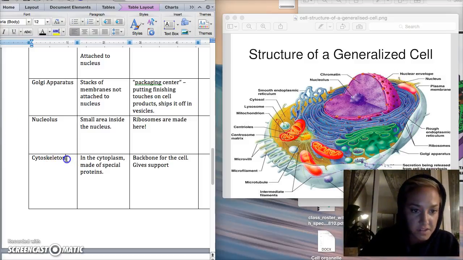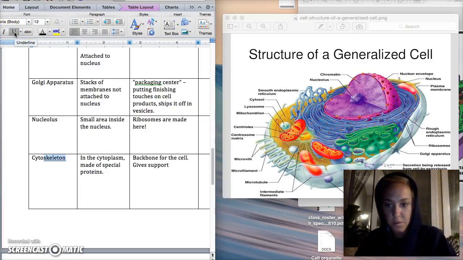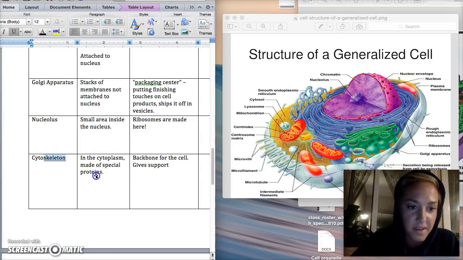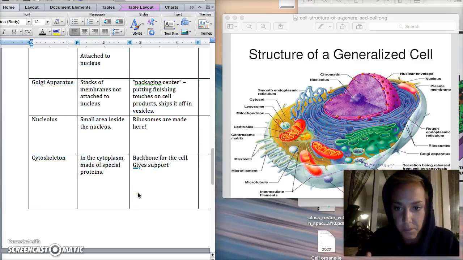Think of the word skeleton, like we have skeletons, right? If we didn't have skeletons, we'd be like these droopy things like Gumby or something. So same thing, without the cytoskeleton the cell would be all droopy like Gumby. It wouldn't be supported, and it would just be mushy. So that's the significance of the cytoskeleton.